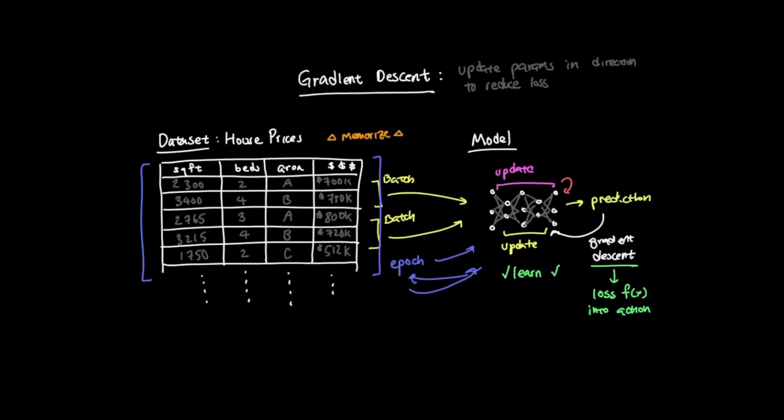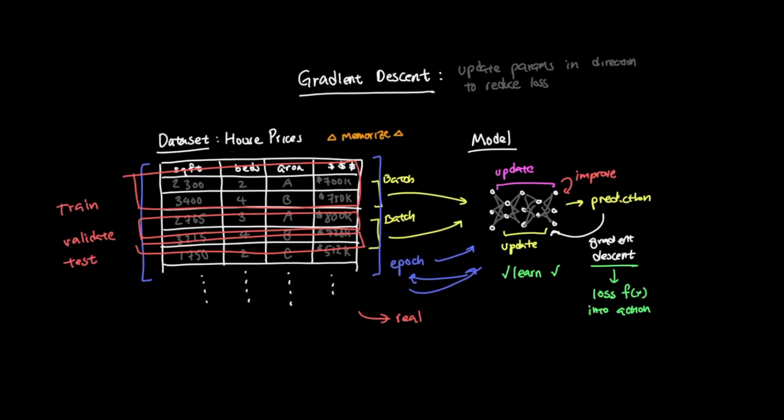At this point, the model has a way to improve during training, but we have only talked about improving on the examples it has already seen. The real goal is not just to perform well on training data. The real goal is to make good predictions on new examples. That is why we need to separate our data into train, validation, and test sets.